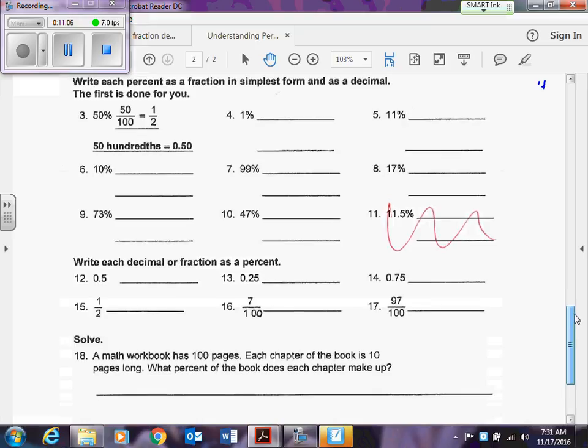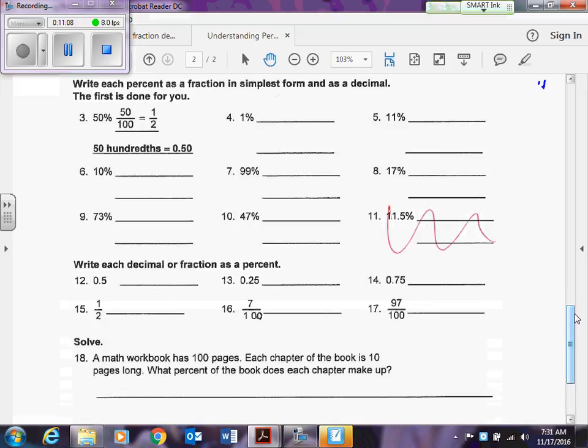The next section you have to write the percent as a fraction in simplest form and as a decimal. You're writing 2 things here. So 50% became 1/2 and 0.50. Okay, so 1% would be 1 out of 100, and then move your decimal back 2 spots, 0.01. Okay, so you're writing 2 things in this section, and then solve problem 18. This is due today.